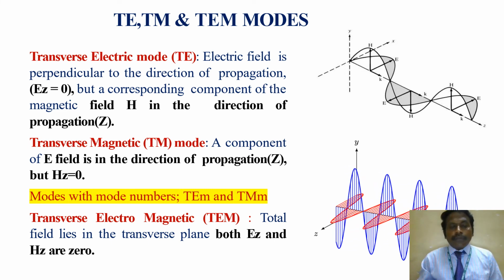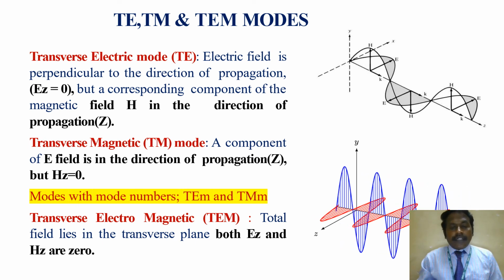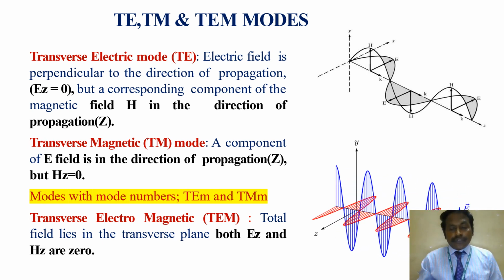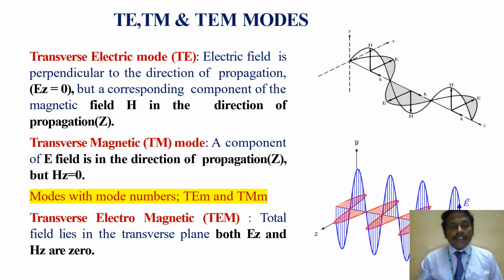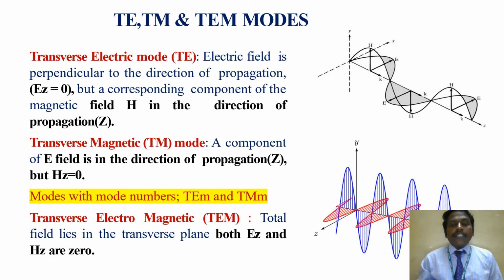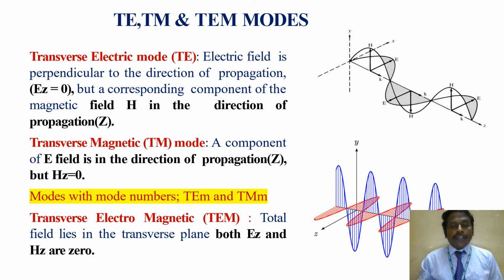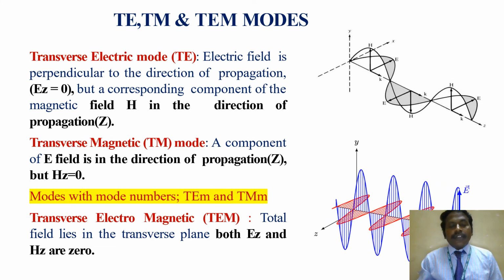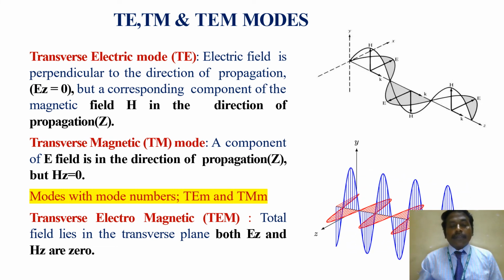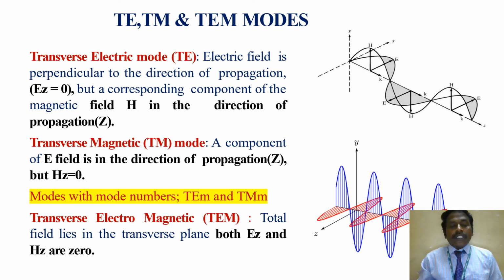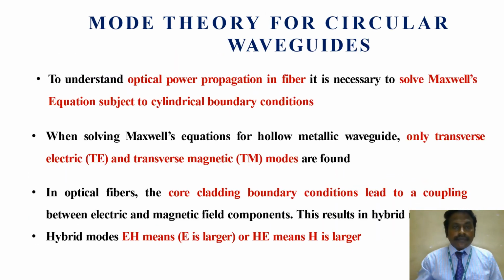With the mode number as a suffix, we can represent the TE and TM modes. The combination of TE and TM modes is called the transverse electromagnetic mode. Here the total field lies in the transverse plane, that is, the perpendicular plane, so both Ez and Hz are 0. Okay, then we go to the exact definition of mode theory for a circular waveguide.